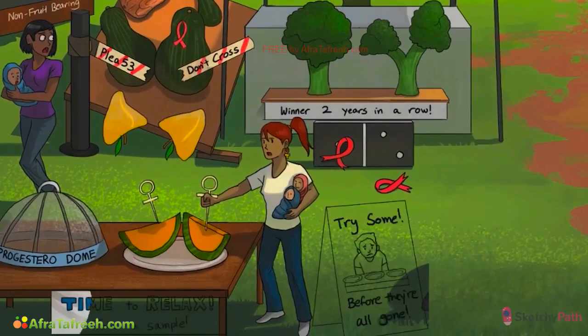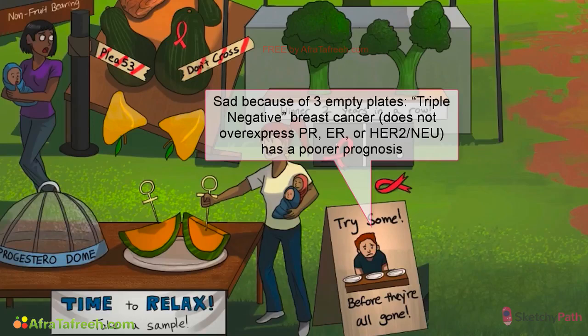Better act quickly. Those 3 empty plates embody the feared triple-negative breast cancer genetic variation, in which none of those 3 receptors are overexpressed. Triple-negative breast cancer carries a much worse prognosis, primarily because we aren't able to use the medications that specifically target the receptors or gene products.